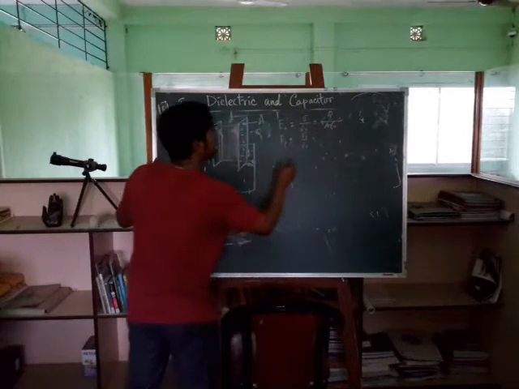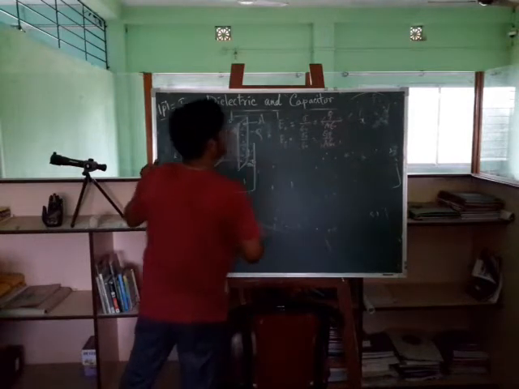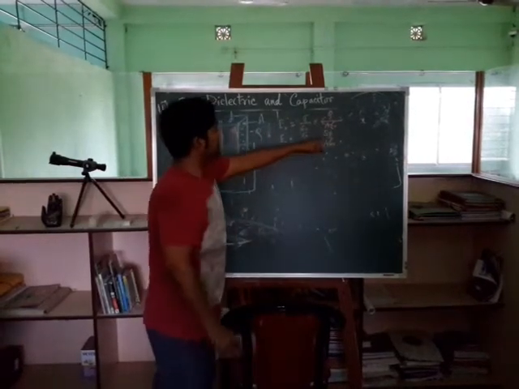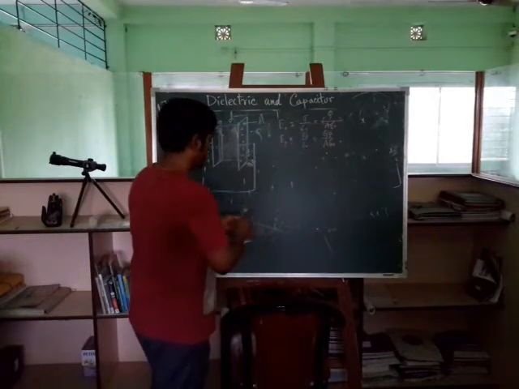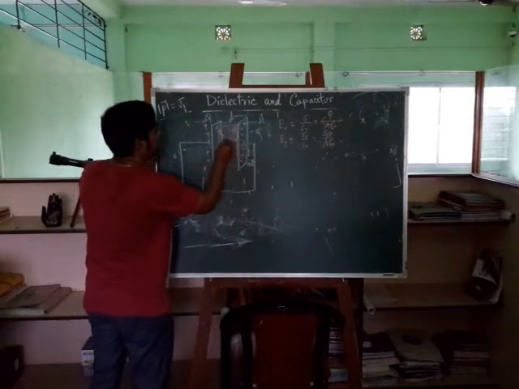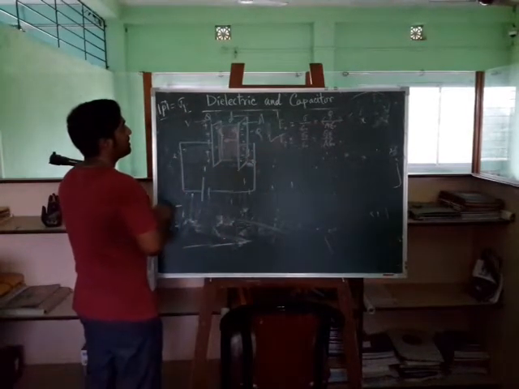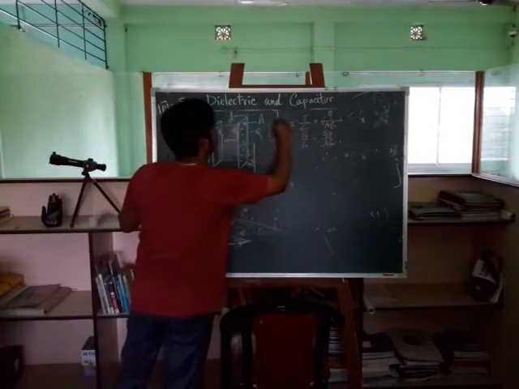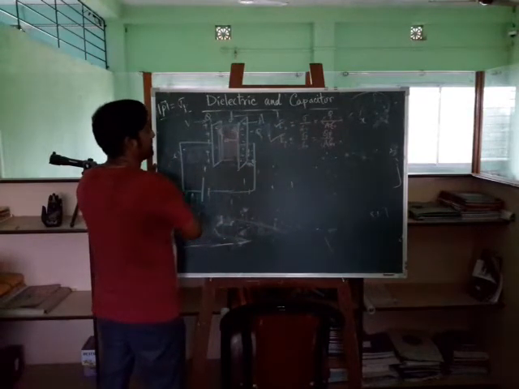And what is this sigma P? That is simply QP upon A epsilon naught, right? QP, that is the polarized charge, A is the area, charge density by epsilon naught. Okay, so that is the electric field in this direction, that is due to this dielectric, and that is the electric field because of this charge on the plate.